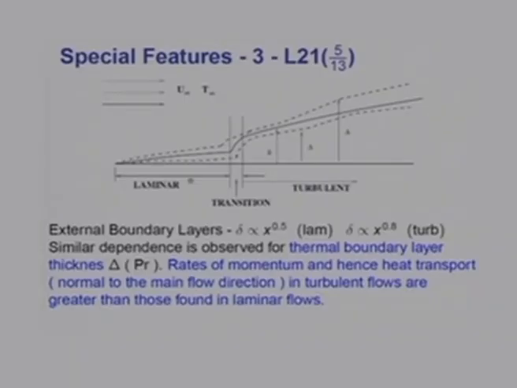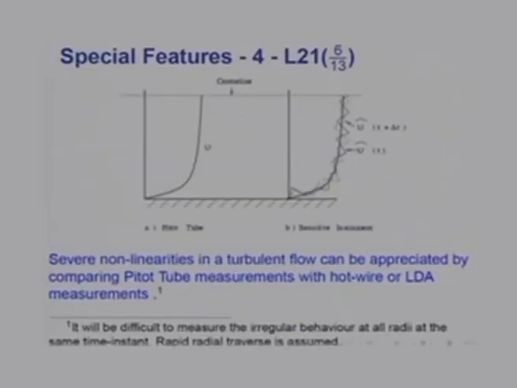I said turbulent flow is always unsteady. What do we mean by that? That is shown here in this figure. Suppose I have turbulent flow, let us say at Reynolds number of 30,000. Then if I use an instrument called the pitot tube, which you all have used in your undergraduate experiments to measure velocity profile in a tube.